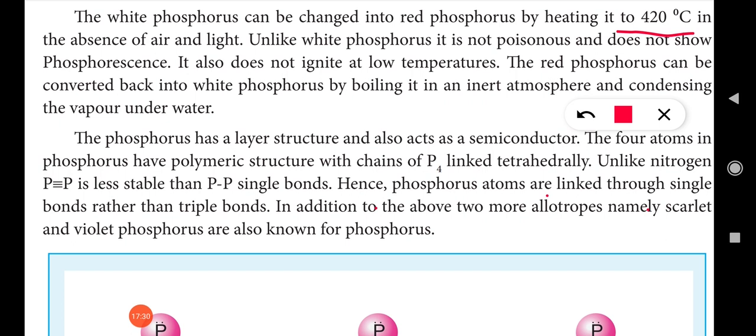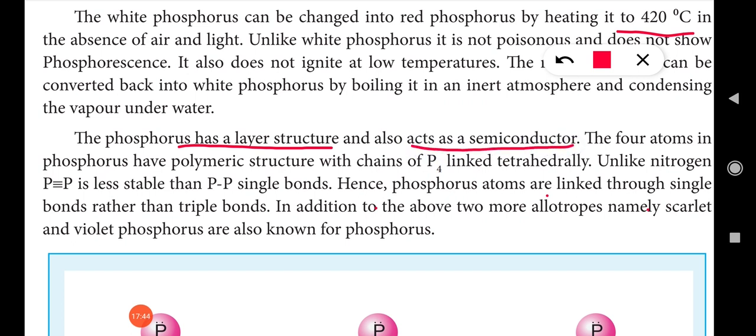Then, phosphorus has a layer structure and also acts as a semiconductor. Phosphorus exists layer by layer, and it can act as a semiconductor. Semiconductor means we cannot say it is a non-conductor; it will conduct a little amount of electricity.